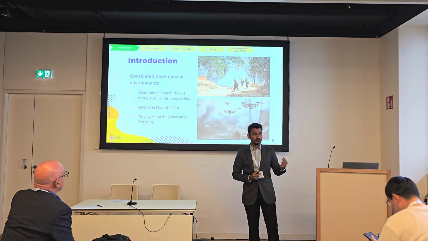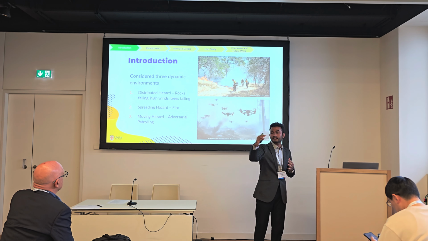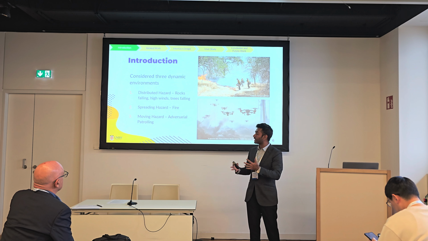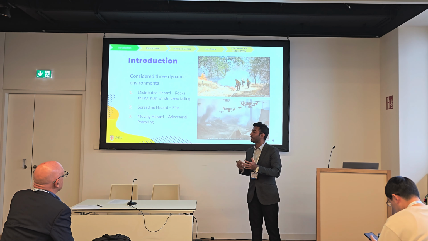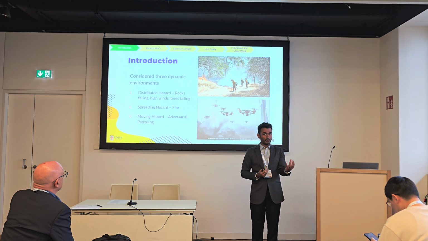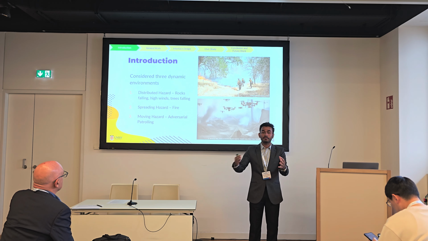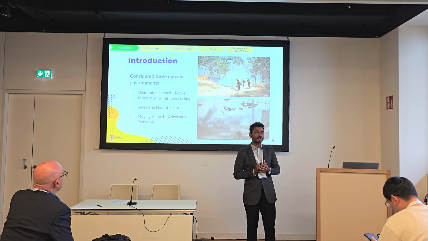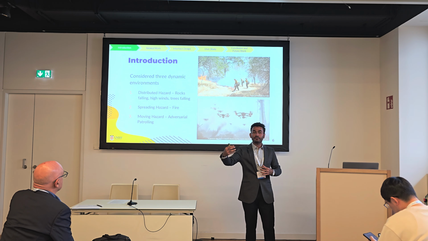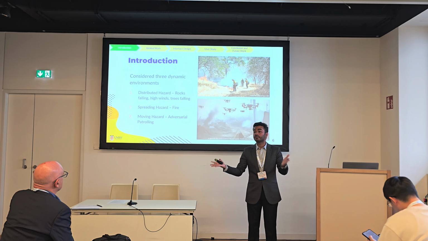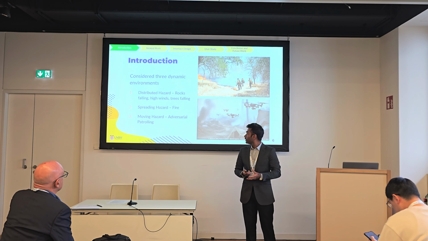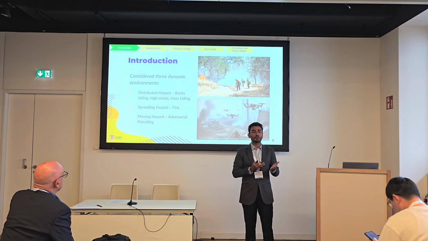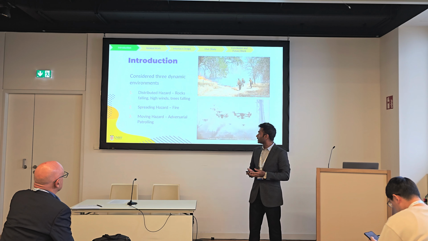The first one is distributed hazards, where the hazard happens in a distributed way in random places, like rocks falling, high winds, and trees falling. The next one is spreading hazards. That means the hazards start from one place and spread over time to the neighboring regions, like a fire. And the third one is moving hazard, where the hazards start from one place and traverse through the space, like an adversary doing a patrolling task. So we considered these three environments, which gives novelty to our research when we do human-swarm interaction user studies.